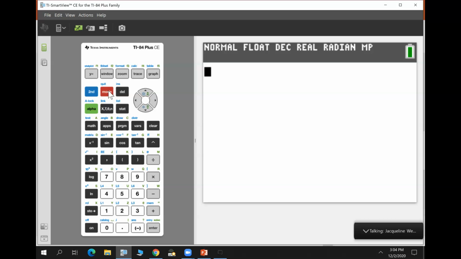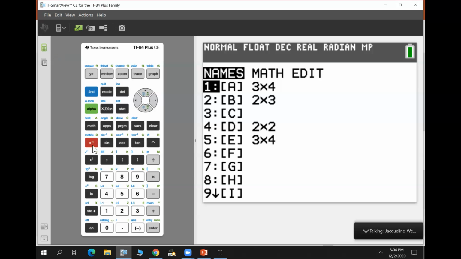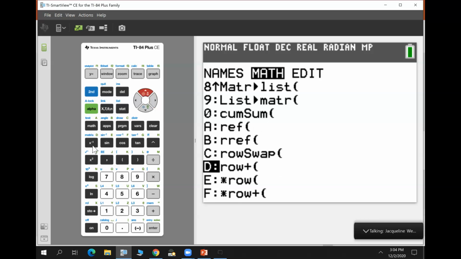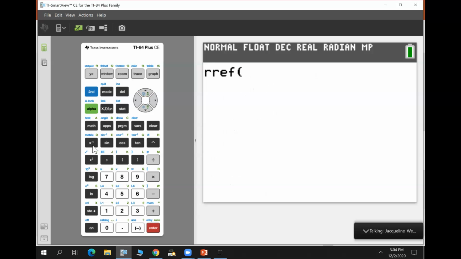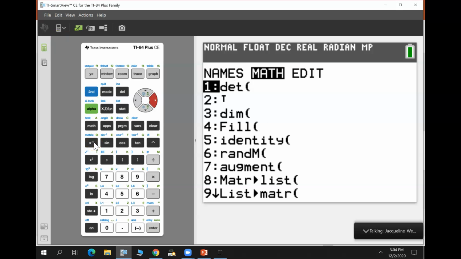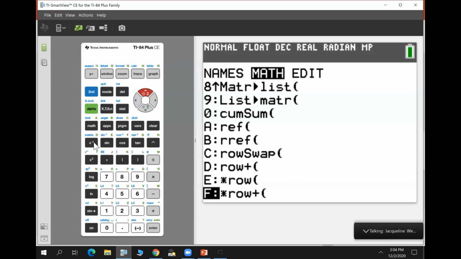All right, so once you get your matrix in, we put it in A. You could put yours anywhere, but we put ours in A. We're going to go second matrix. And remember that if you go over to math, and it's actually closer to the bottom, so it's easier to scroll up, I'm going to scroll up to reduced row echelon form. Okay, so again, I did second matrix. I went over to math. And I scrolled up to reduced row echelon form and hit enter.